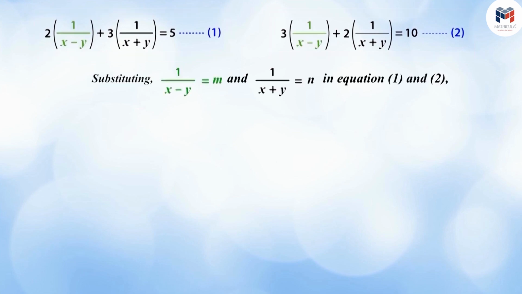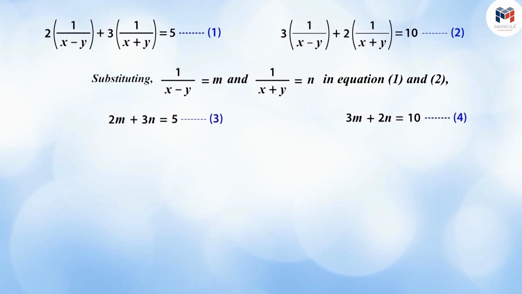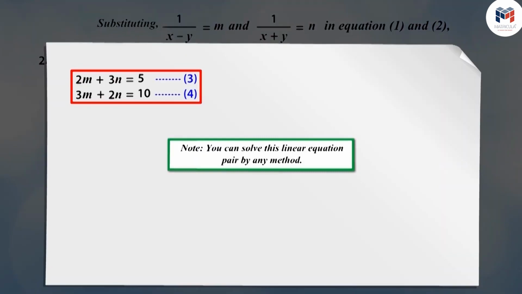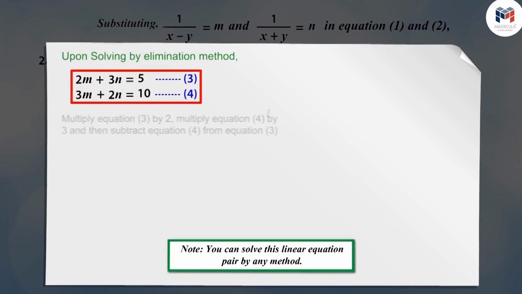If we put 1 by x minus y is equal to m and 1 by x plus y is equal to n in equations 1 and 2, we will get equations 3 and 4, which represent a pair of linear equations in two variables. We can solve this pair of linear equations by any of the methods. You can pause the video and try to solve these equations.